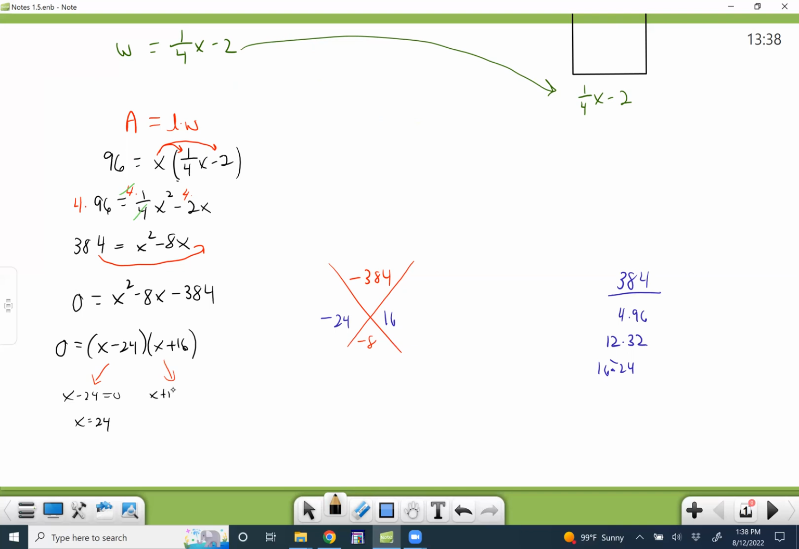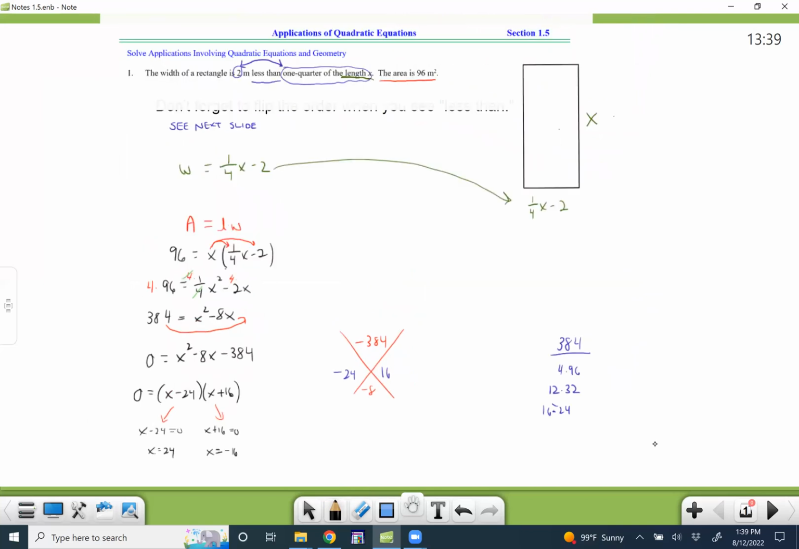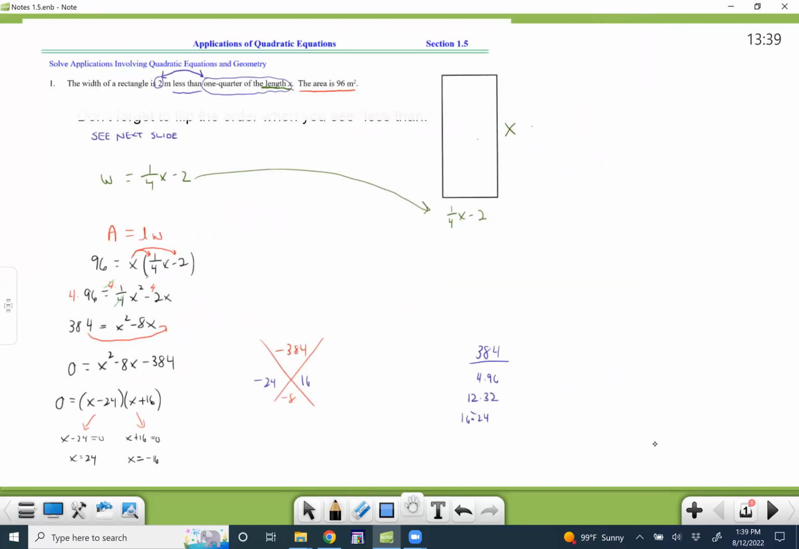And when you set x plus 16 equal to 0, and you move it over to the other side, you're going to get a negative 16. Now, in these word problems, a lot of times one of the answers will be bogus. It won't make any sense because now we're not just in this abstract algebra land, we're in the real world, okay? So I'm looking at the negative 16.